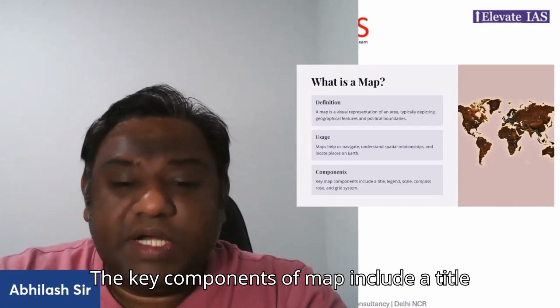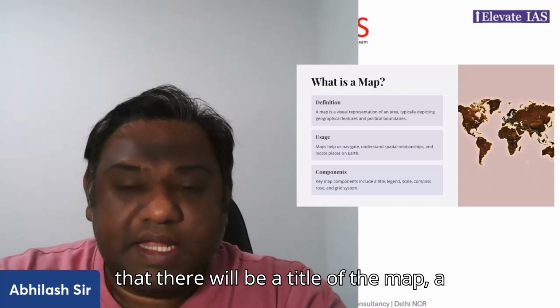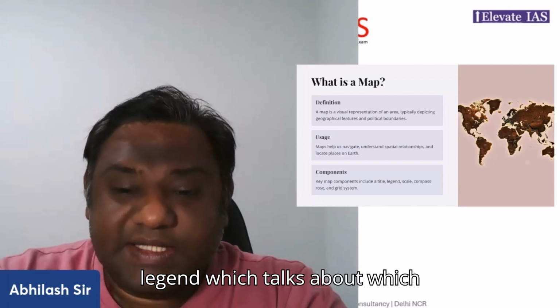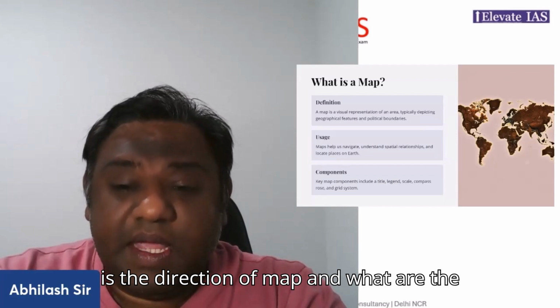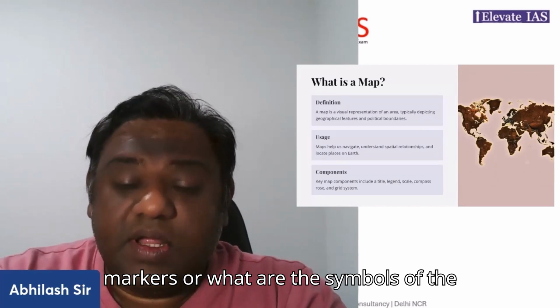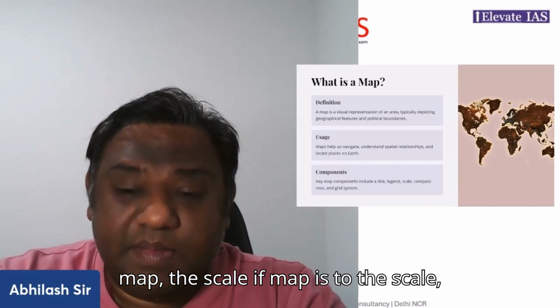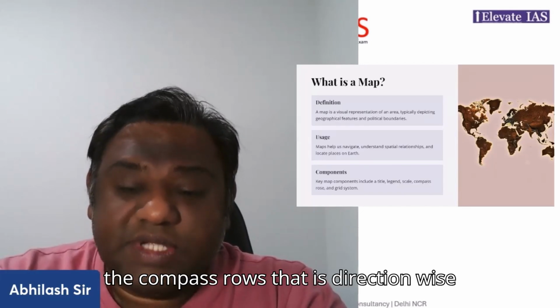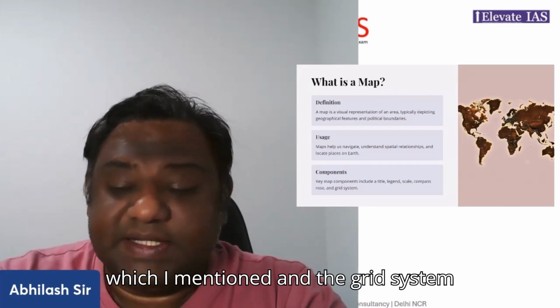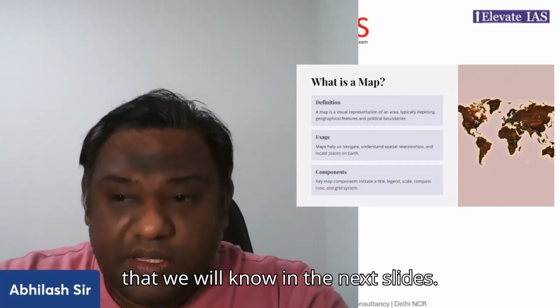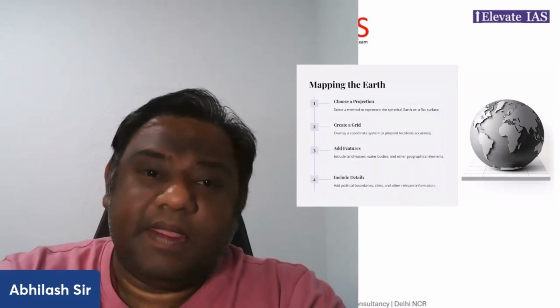The key components of a map include a title, a legend, which talks about the markers or symbols of the map, the scale, if the map is to scale, the compass rose, that is direction, which I mentioned, and the grid system that we will know in the next slides.